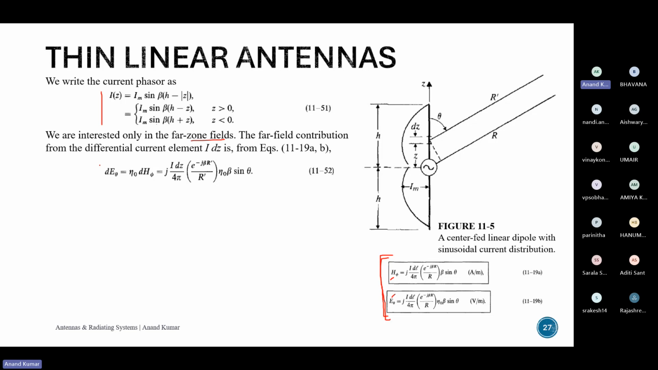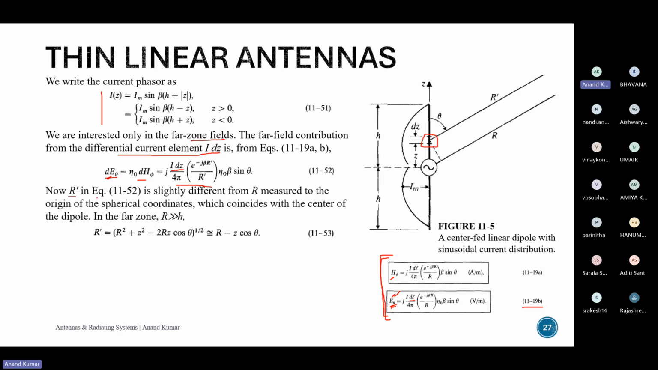The far field contribution from differential current element I dz. So this is for the elemental dipole, and if we have to find the electric field due to the entire structure, we take an elemental section over here. For this particular section, the electric field would look something like this. This is the same expression as in 11.19b, it's just that we are writing it in the differential form. So we have dE over here, and this I dz over here. So this dl becomes dz, and this E becomes dE.